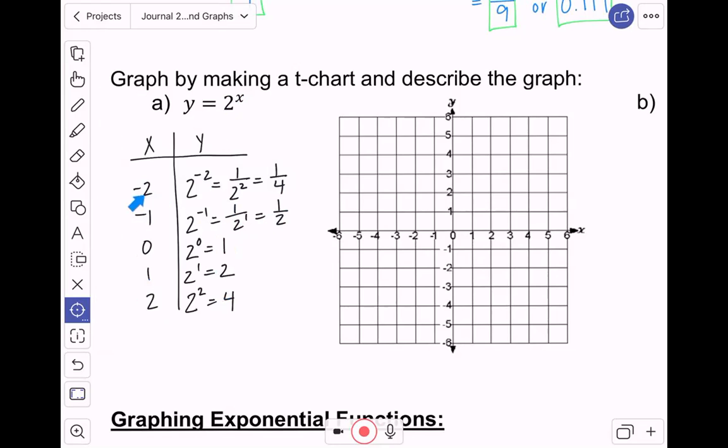So at -2, which is here for x, it goes up about 1/4. So that's like 0.25. It's like right there, only about a fourth up. And then at -1, it's about a half up. So like right there. And then at 0, it hits 1. At 1, it hits 2. And then at 2, it hits 4. So we can kind of see this growth, that it grows upwards here. So I'm just going to follow the curves.